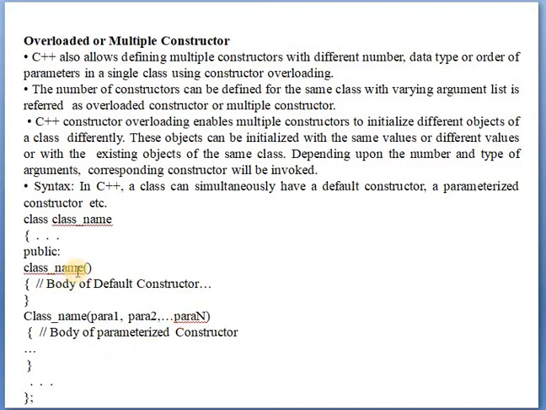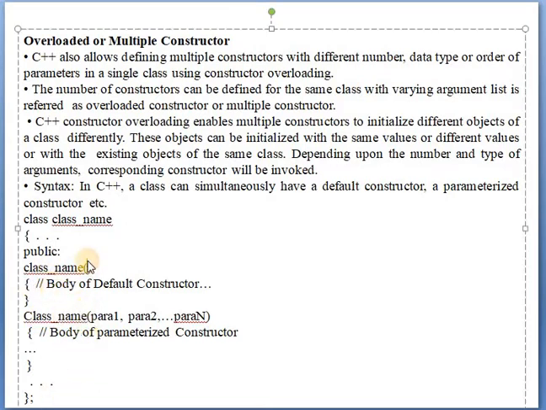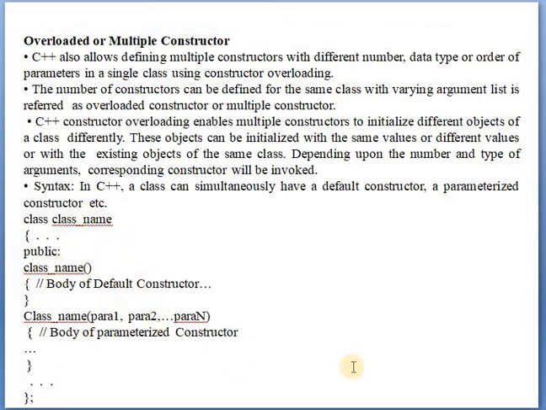Now this is one constructor and this is another constructor, so these are the overloaded or multiple constructors. This constructor doesn't have any argument list, but in this constructor we can pass arguments. So these are two different constructors. It is called overloaded or multiple constructors because the number of arguments is different. Here there are no arguments, here there are a number of arguments. This is the overloaded or multiple constructor.